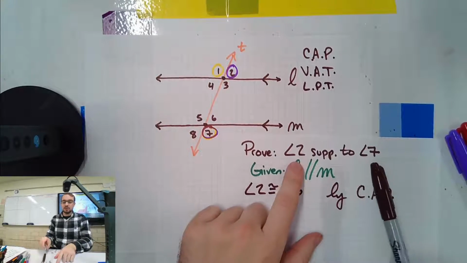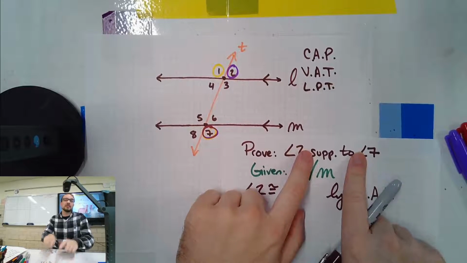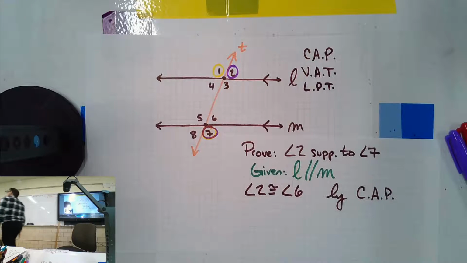Now, we want to get 2 and 7 supplementary, so we need a statement that says something supplementary. What 2 angles are supplementary that might be helpful to get 2 and 7 together? 2 and 6, not supplementary. They are congruent. We already wrote that. How do we know 2 and 8 are supplementary?